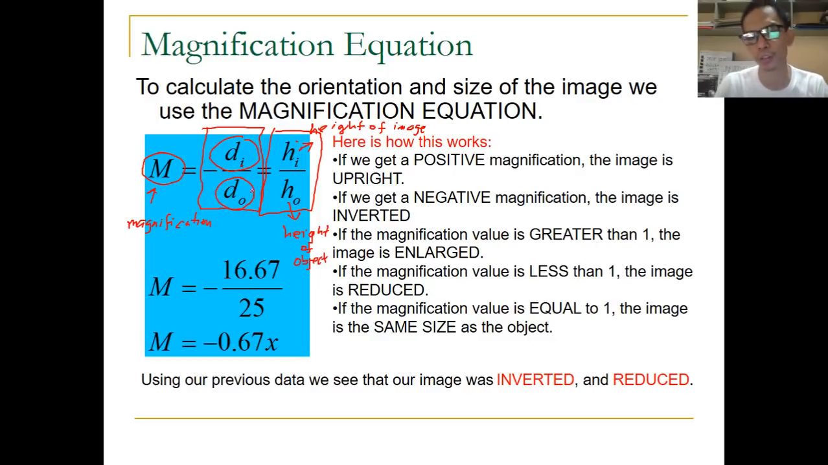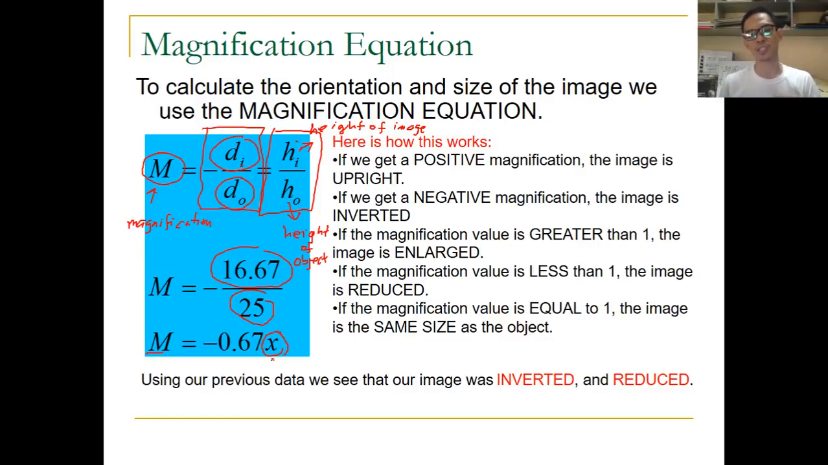So let's go back to the problem that we had earlier. We already computed the distance of the image and we got 16.67. Based on the problem, the distance of the object is 25 cm from the mirror. So if we divide 16.67 over 25, the answer will be 0.67. Don't forget its unit. Every time you compute for the magnification, the unit should be in X.